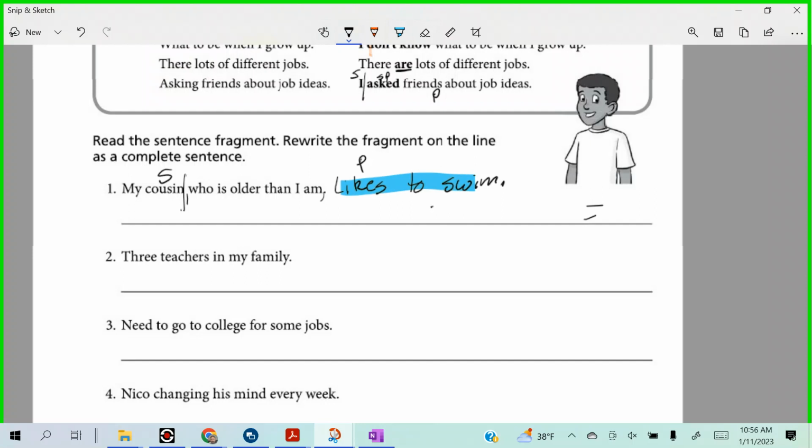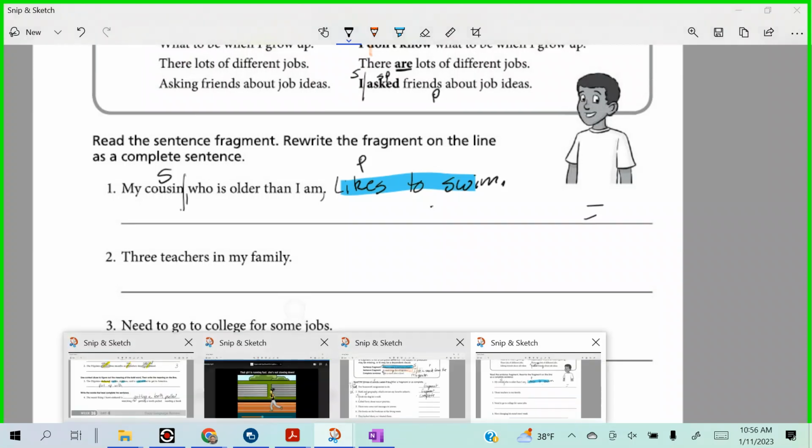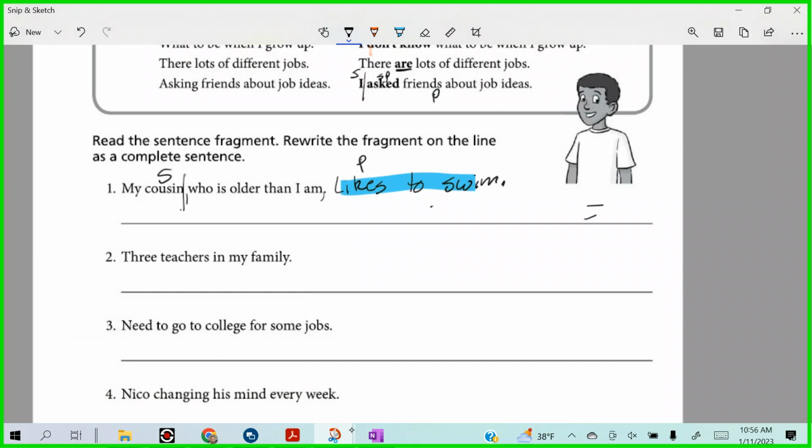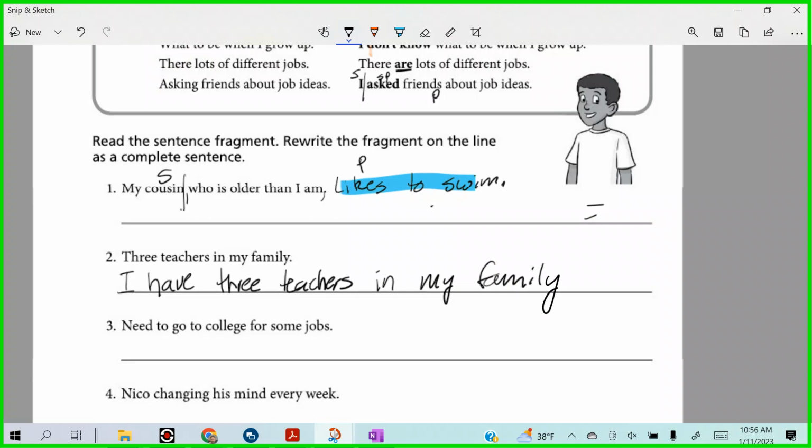Can you guys fix 3 teachers in my family? How about, could you say, I have 3 teachers in my family. All right, where's the subject in this one? Everyone? I. Subject. What's the predicate? Have 3 teachers in my family.